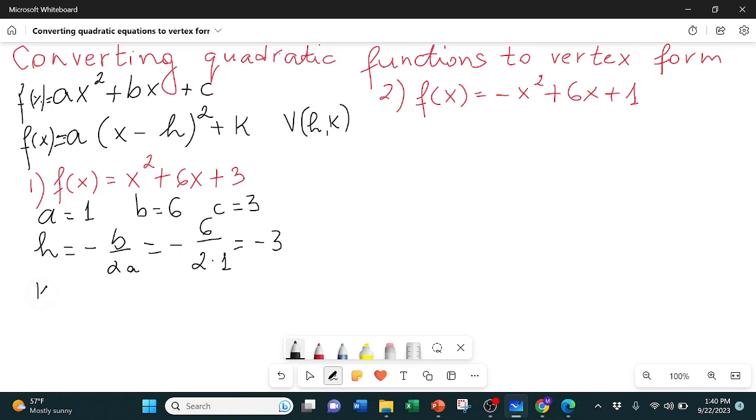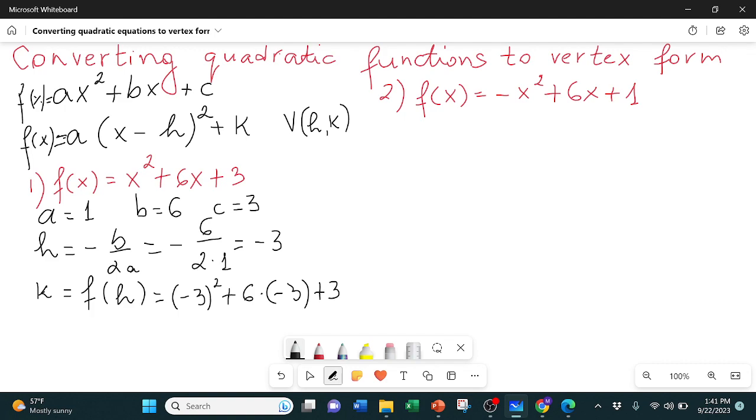Now, how are we going to find k? In order to find k, that is the y coordinate of the vertex, which is the value of the function for h. So f of h. That means we're going to substitute h equal negative 3, or x equal negative 3, into our function. So it's going to be negative 3 squared plus 6 times negative 3 plus 3.